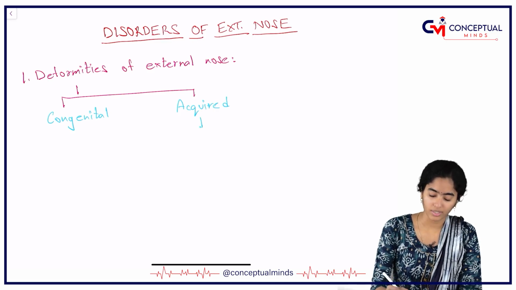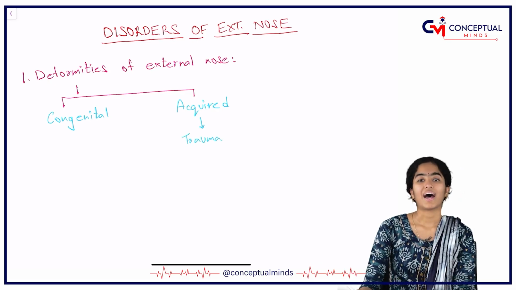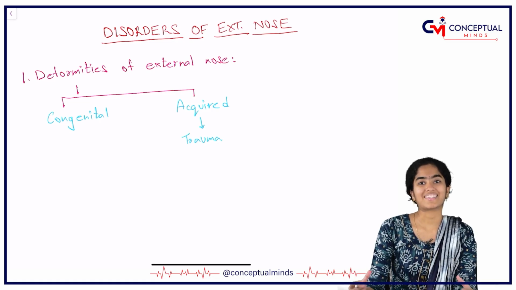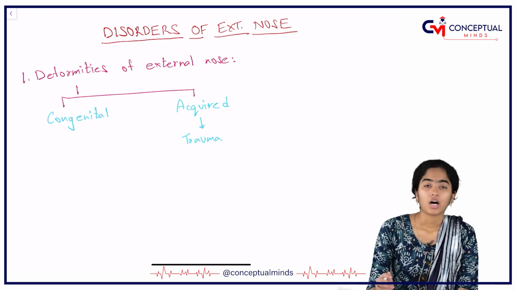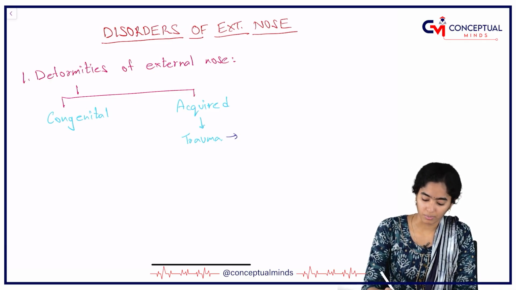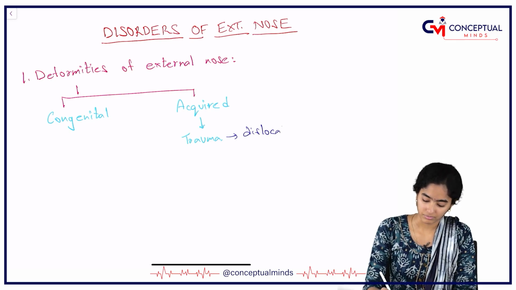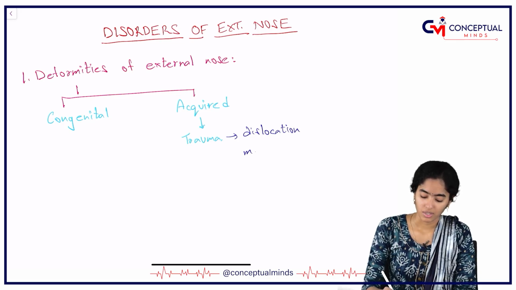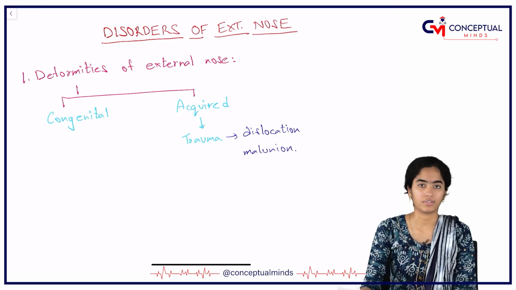Why would they occur later on in life? The most common reason is trauma. After a trauma, either because of dislocation or post-traumatic malunion or various other factors, a deformity can occur in the external nose. After a trauma, it could be a malunion or a dislocation that disturbs the normal anatomy of external nose, giving rise to a deformed appearance.